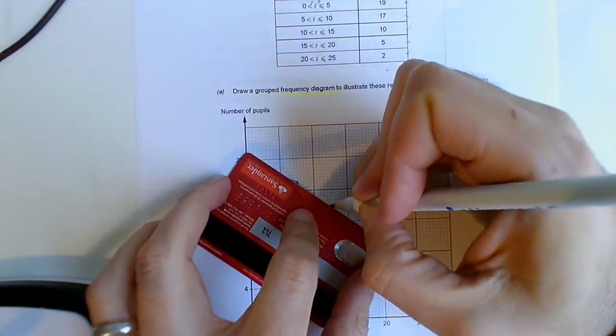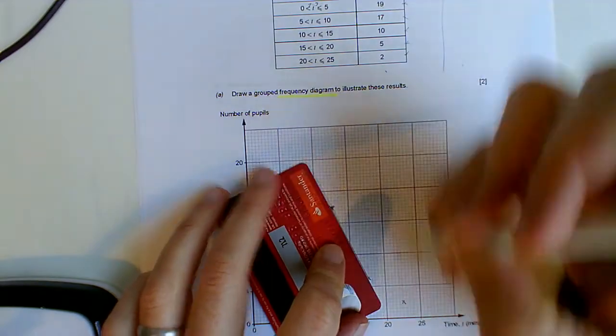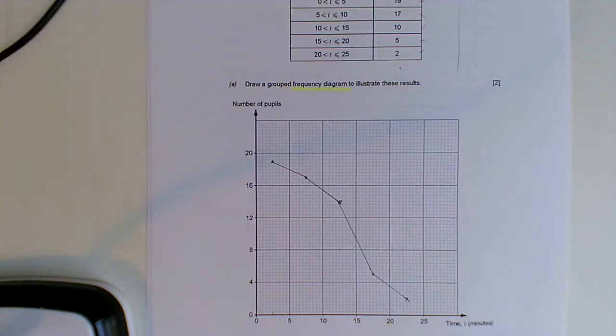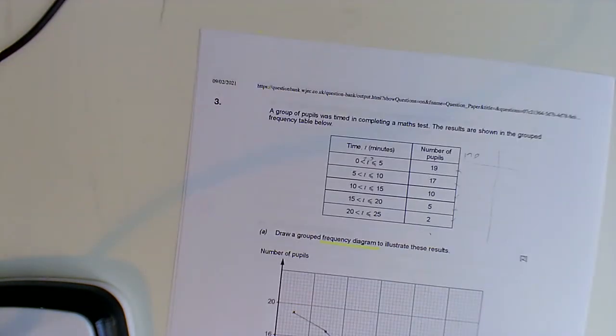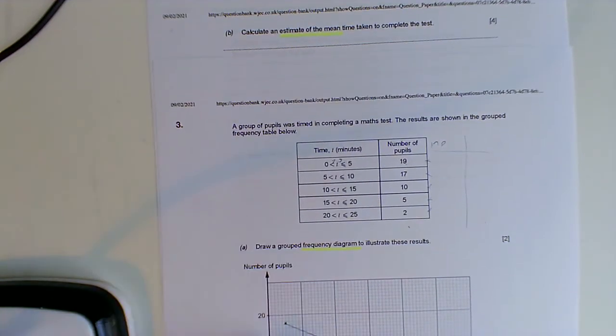And then all you're doing is just joining these things up with straight lines. Like that. Okay, so that is called a frequency polygon, when you've got little crosses and you just join them up. Right, over the page, calculate an estimate for the mean time taken.